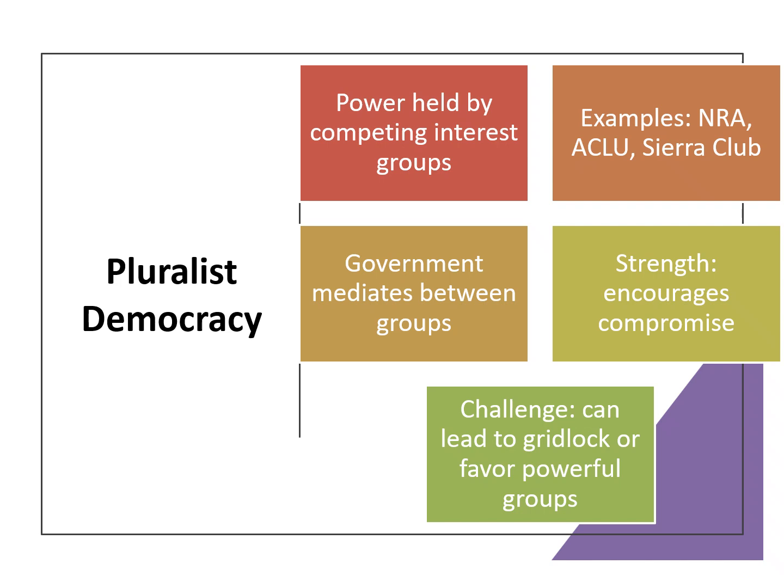Examples here include the National Rifle Association lobbying for gun rights, the ACLU pushing for civil liberties, environmental groups advocating for climate policy, and on and on. The strengths of this type of democracy: encourages compromise and representation. Challenges: it can lead to gridlock or favor well-organized groups over less well-organized groups.